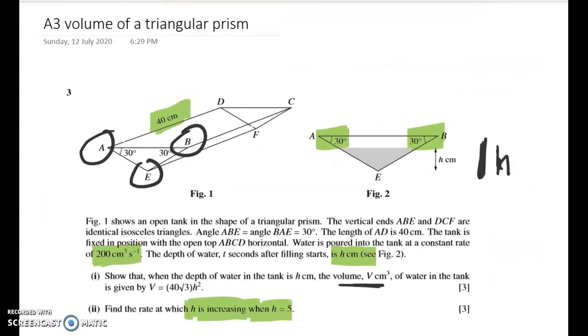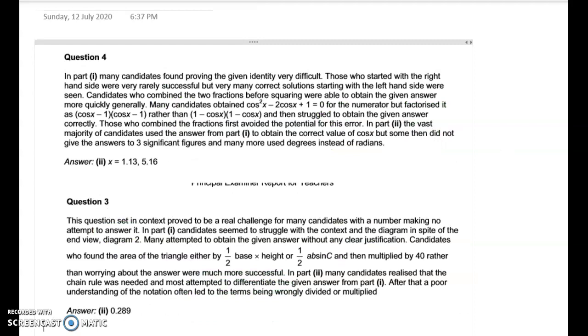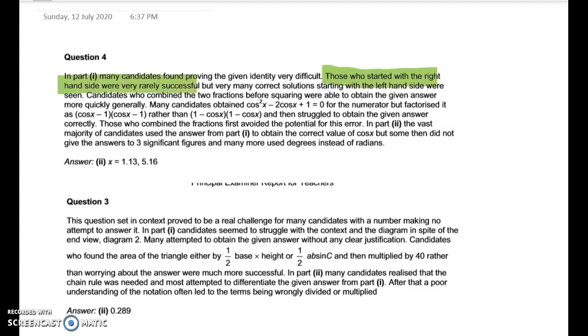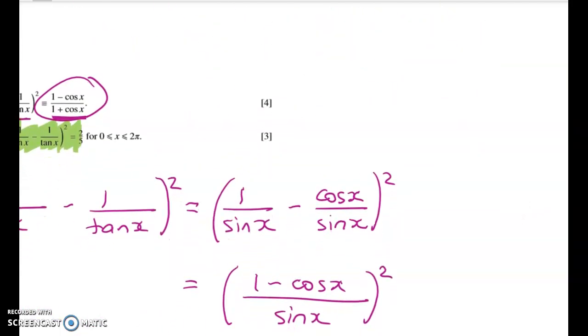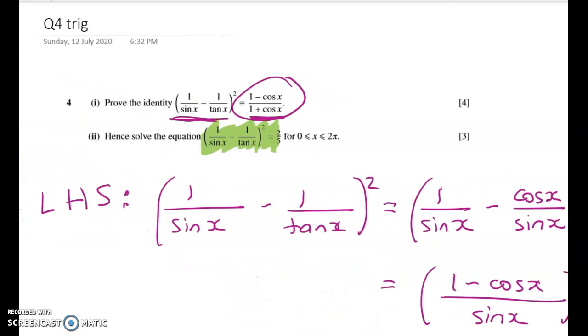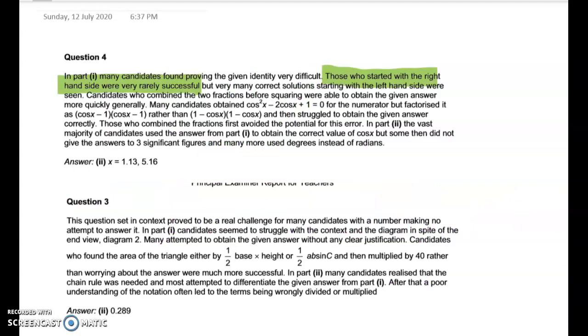I'm going to quickly show you the examiner's report and comment on a couple of things. Alright, so it says that lots of students found proving their identity really hard, and that those who started on the right-hand side were really successful. Well, I'm not really surprised at that. If you go back to that identity question, it's pretty hard to see where to go if you start over here, so don't do that. Okay, we start in this one. It's clear that if we start on the left, there are some obvious first steps. What else? You can read the rest of that if you pause it. Better if you combine the fractions first.